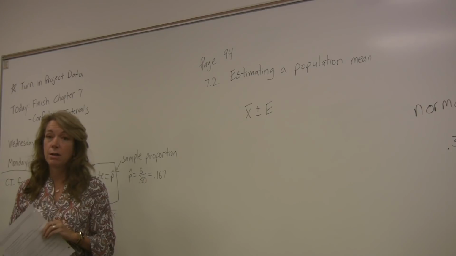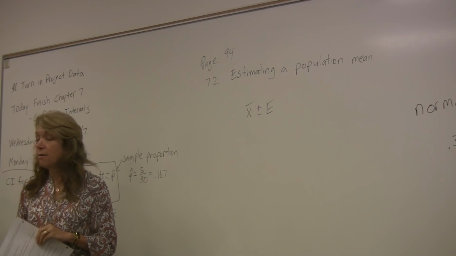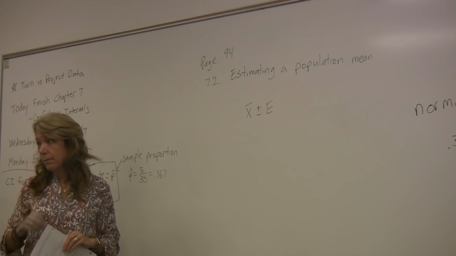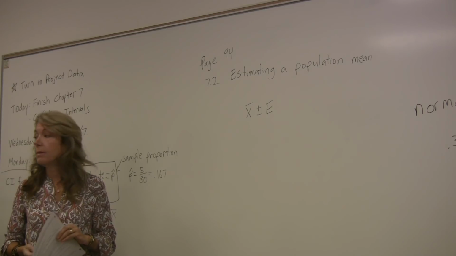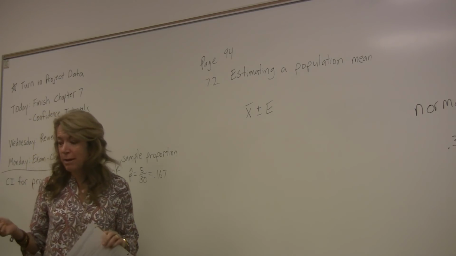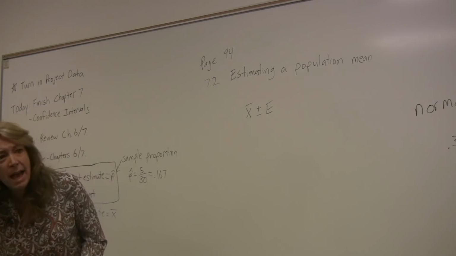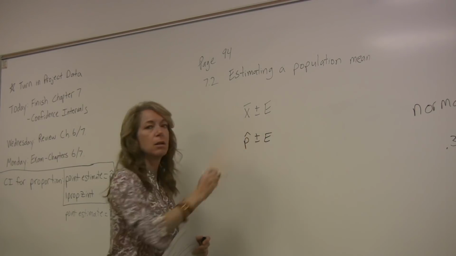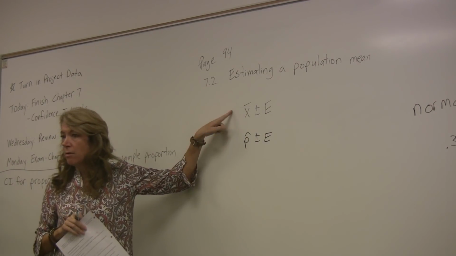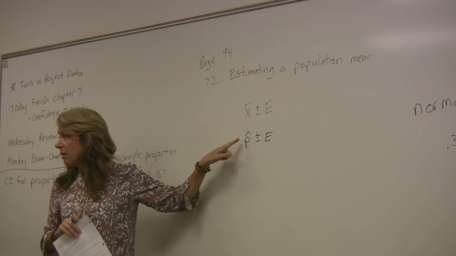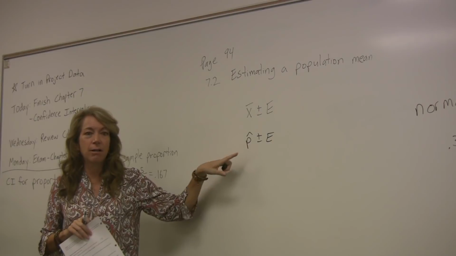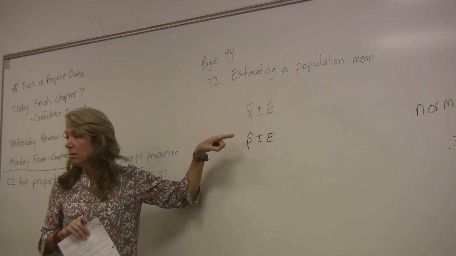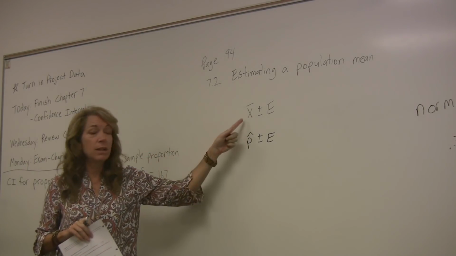That should look very familiar. The one we just did last class, but what did we do last class? It was p hat plus or minus e. This was last time. That's what we're doing now. Last time we were estimating a proportion, so we started with a sample proportion and then added and subtracted to get our error. This time we're taking a mean and adding and subtracting to get our error. So it's very similar, but there's a subtle difference.